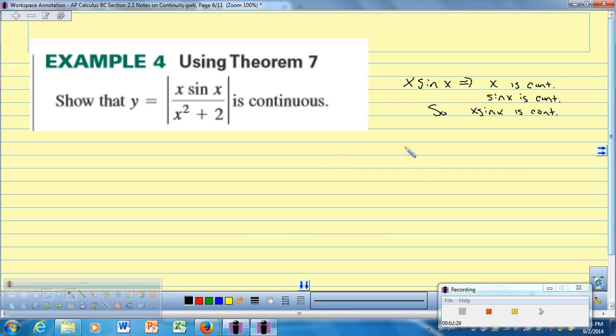All right, let's look at x squared plus 2 and the property of addition and subtraction with continuous functions. So if the terms that are being added and subtracted are continuous, then their sum or difference is also continuous. Here we have x squared is continuous, and 2 is a continuous function. So x squared plus 2 is continuous.